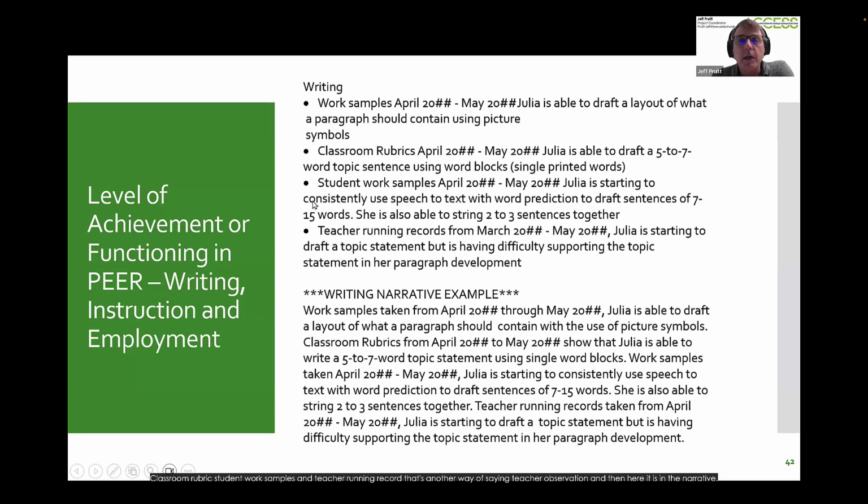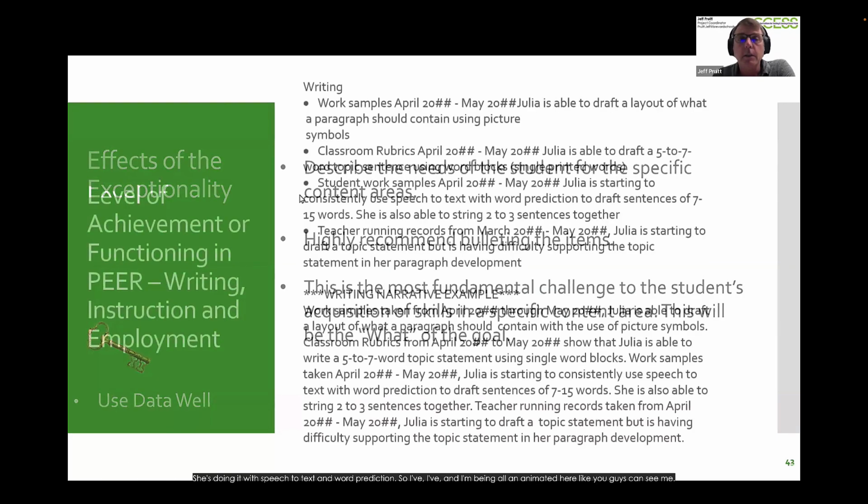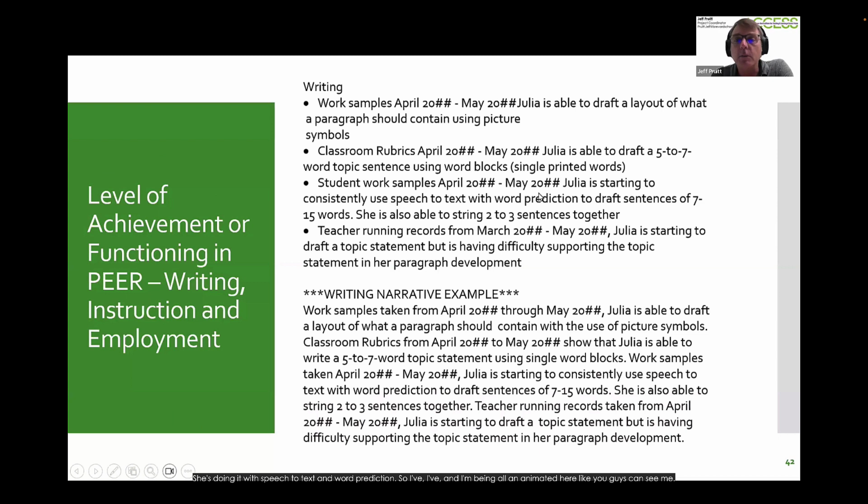Julia's starting to consistently use speech to text with word prediction to draft sentences of 7 to 15 words. She's also able to string 2 to 3 sentences together. This is data collection, so work samples dated April 20 to May 20. This is what she's doing. So I was saying that she's able to do 7 to 15 word sentences, 2 to 3 sentences together, but I'm also saying that she's doing it with speech to text and word prediction.